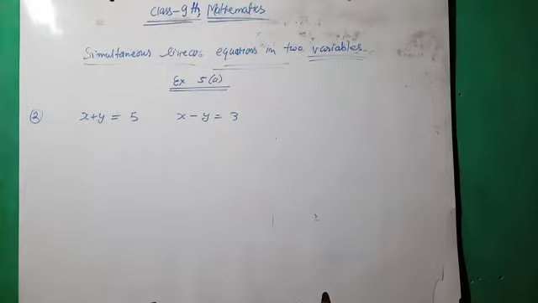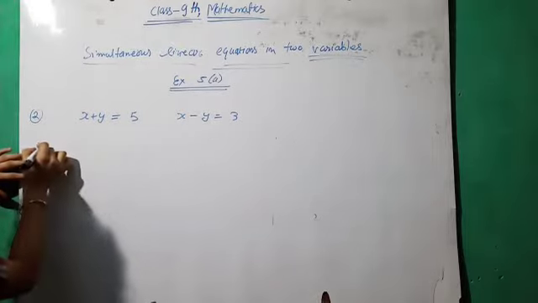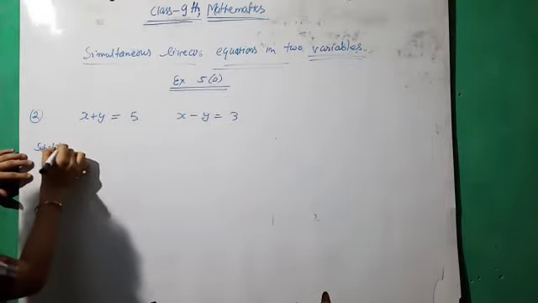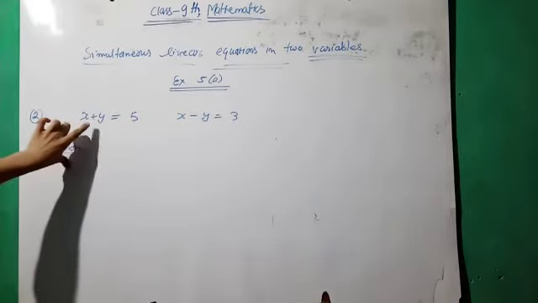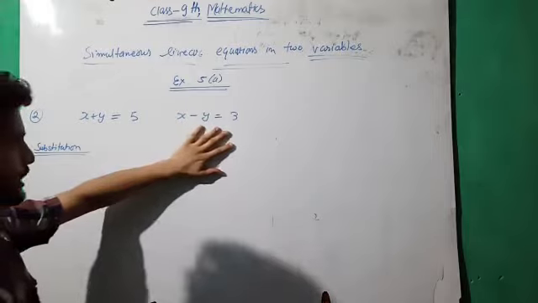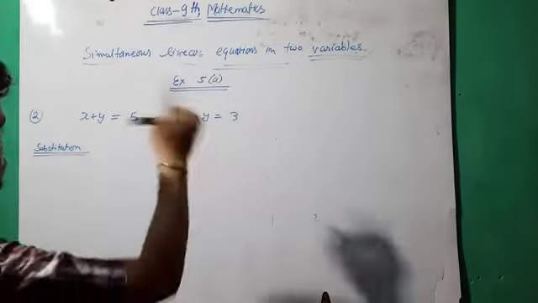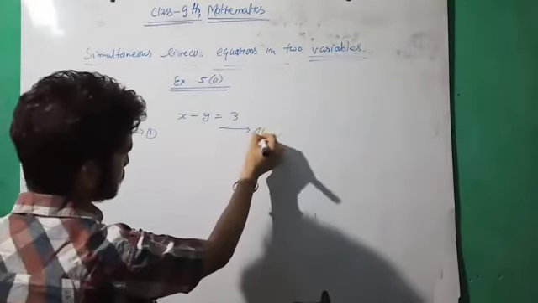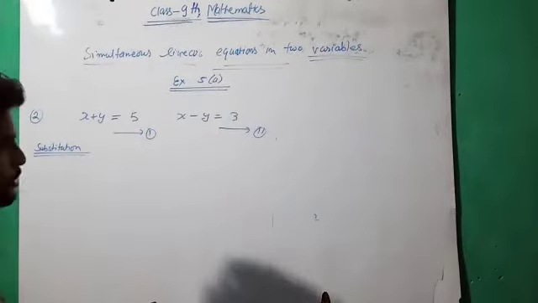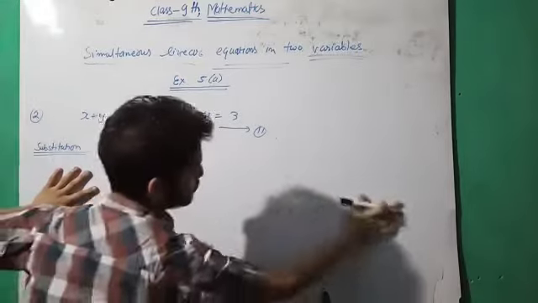We can deal with all the methods. So first I am doing this question with all of them. First is the substitution method. Try to understand. In the substitution method, we substitute the value of either x or y from one equation and put it in the second equation, or take it from the second equation and put it in the first, whichever is easier for you.